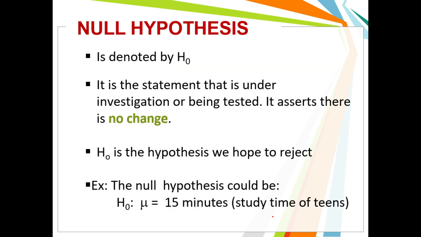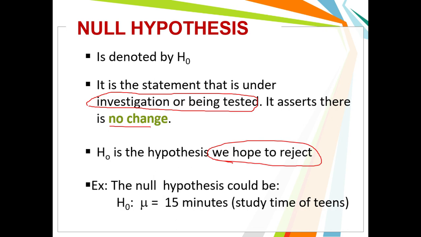So what is a null and what is an alternative hypothesis? The null hypothesis is denoted by the symbol H sub 0, and it is a statement that is under investigation or being tested. This is the statement we want to test. Normally, our null asserts no change. The null hypothesis is the status quo. Whatever the condition or event is now, that is our null hypothesis. And normally, it is the hypothesis we hope to reject.